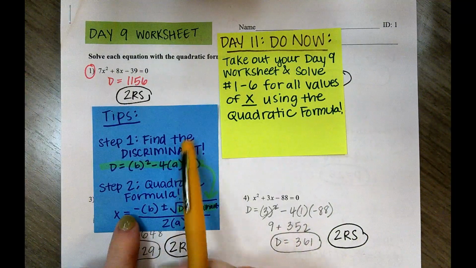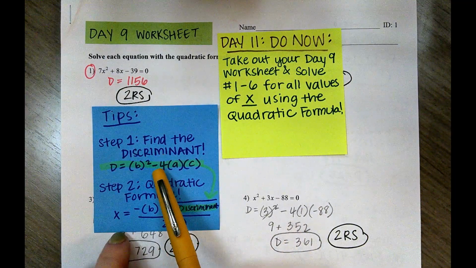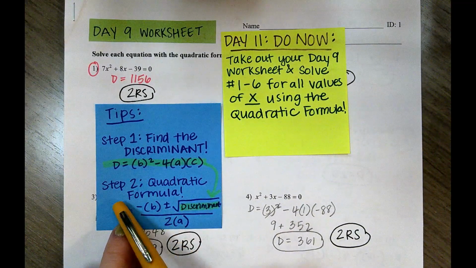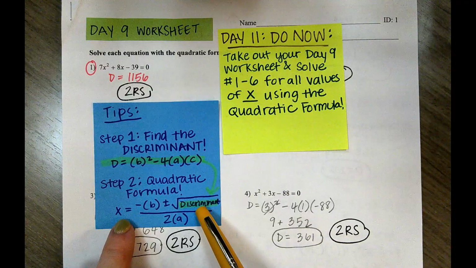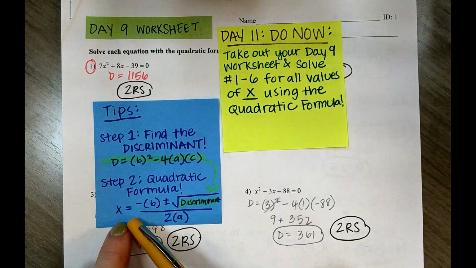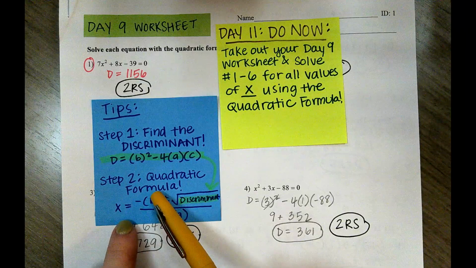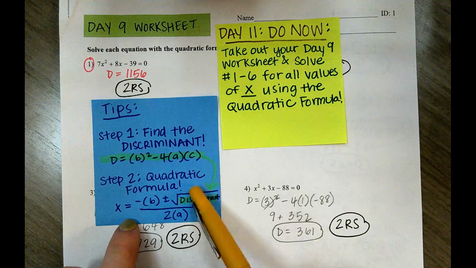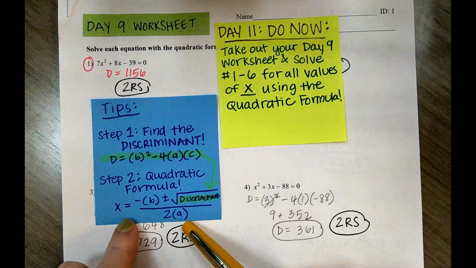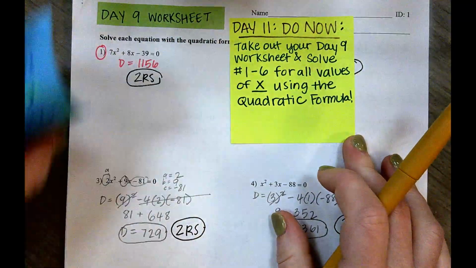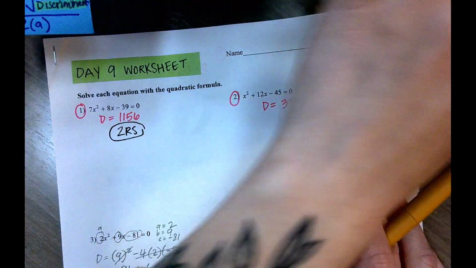So on this other sticky note, I wrote some tips. Step 1, find the discriminant. That part's done. Step 2, we're plugging that discriminant into the quadratic formula. And that is where we use x equals negative b plus or minus the square root of the discriminant, all over 2 times a. Now let's sing the song if it helps you remember.